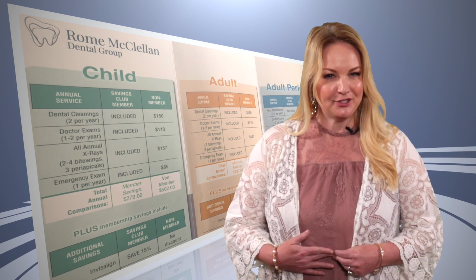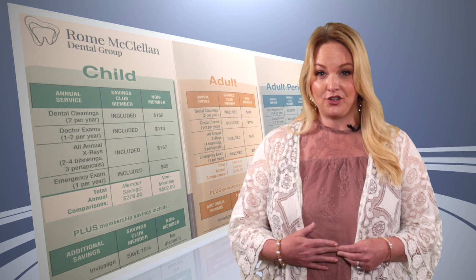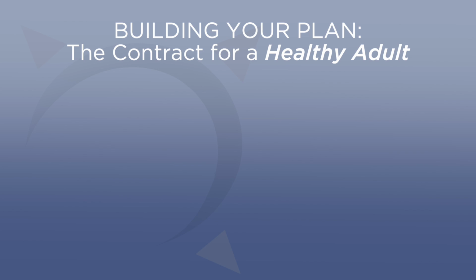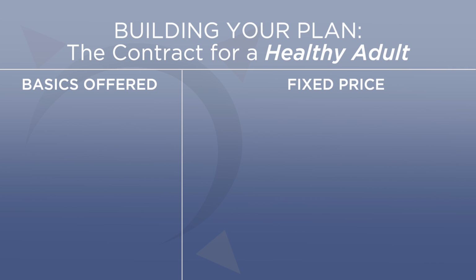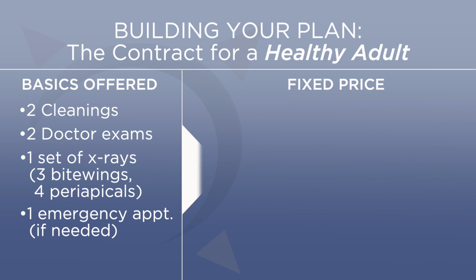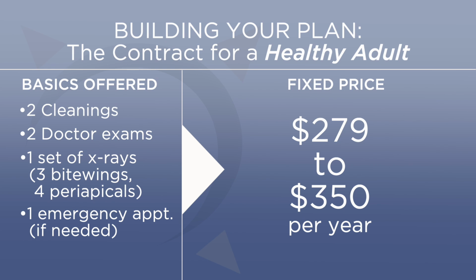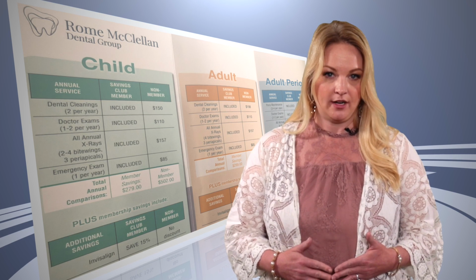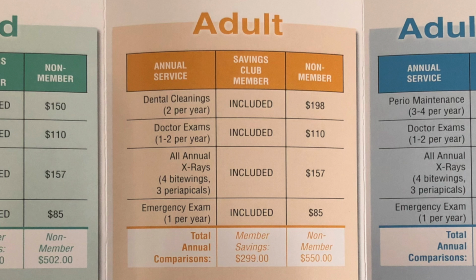Now, let's begin building yours, beginning with the contract or patient agreement, which is what I like to call it. For a healthy adult, your membership plan will offer a fixed price for a year of the following preventive basics: 2 cleanings, 2 exams, 1 set of x-rays, and 1 emergency appointment if needed. Typical membership pricing for healthy adults is about $279 to $350 per year. Let's look at the exact plan that I created for the practice in Kansas City.